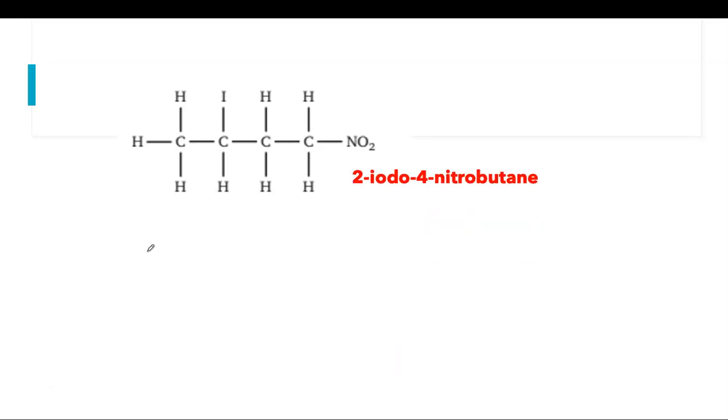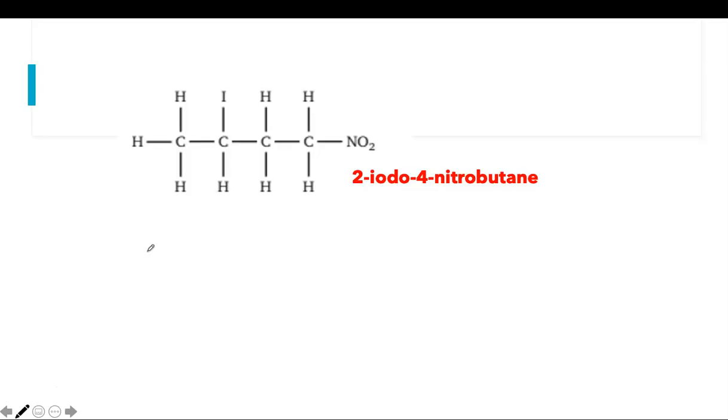2-iodo-4-nitrobutane, so iodine takes precedence on this. And those are some of the examples of naming compounds.